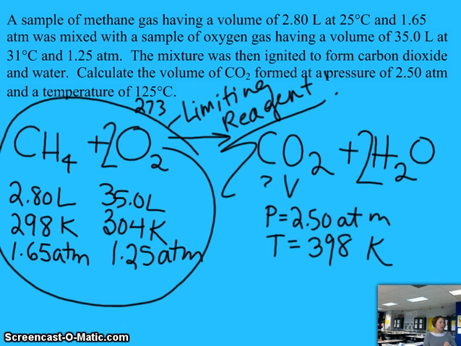Now, you have V, T, and P. You should be thinking PV=nRT, because now we can find moles of each one of these using PV=nRT, okay? So we'll do that next. I'm just going to go to another screen here.